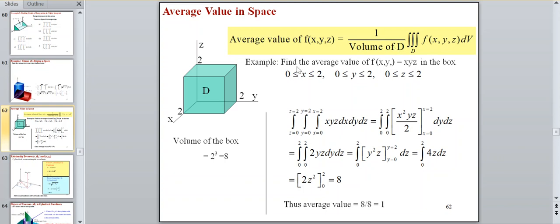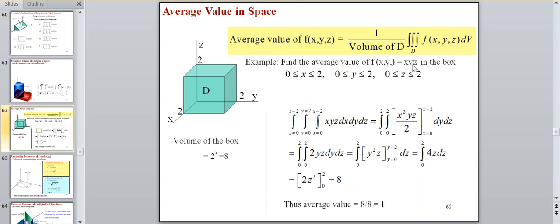So, for example, we want to find the average value of this function, f of x, y, z. Okay, z is missing here, correct it. Equals xyz. We want to find the average value of f on this region D. The region D is a cube. You can see x is from 0 to 2, y from 0 to 2, z from 0 to 2. Actually, it's the Cartesian product of 3 closed intervals 0 and 2.